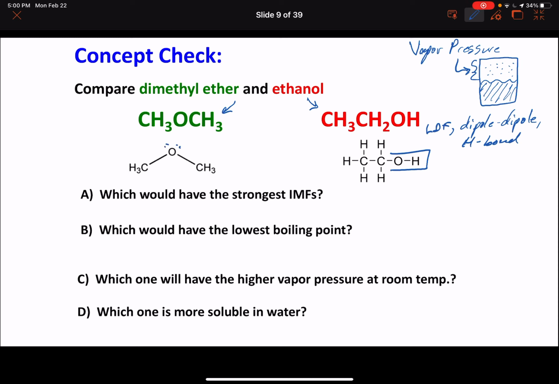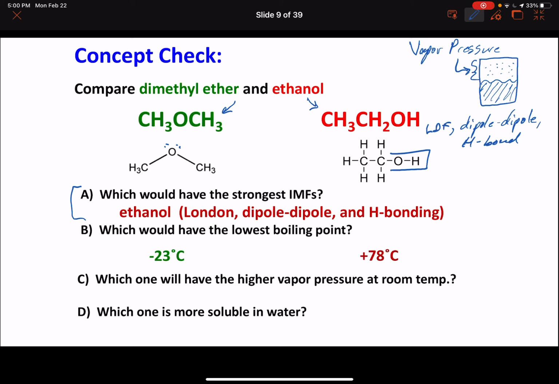Whereas over at left we'll only have dipole and London dispersion forces. Okay. In B, which would have the lowest boiling point, so as a consequence of answering A, you should be able to predict that the lower boiling point is going to be the one with the weaker intermolecular forces, and so that is going to be the dimethyl ether, the green compound, lower boiling point than that of the ethanol, here found at 78 degrees C.